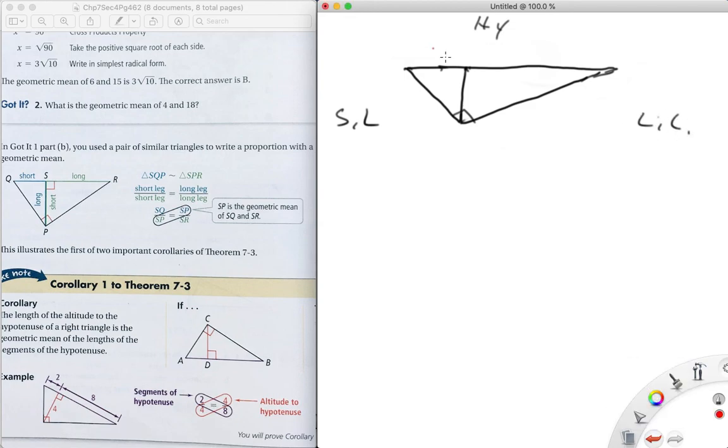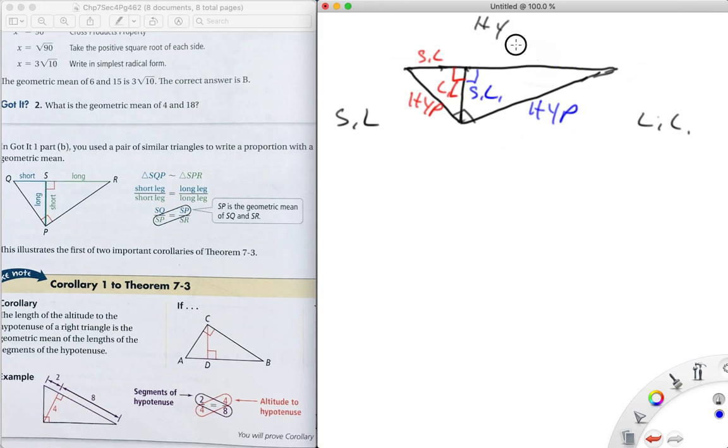Of the short triangle, the small one, this guy here is the 90 degree, so this guy is the hypotenuse of the little guy. This guy is my short leg, and this guy is my long leg of the medium-sized triangle. Of the medium-sized triangle, this guy is the 90 degree, so this guy is the hypotenuse. This guy is the short leg.